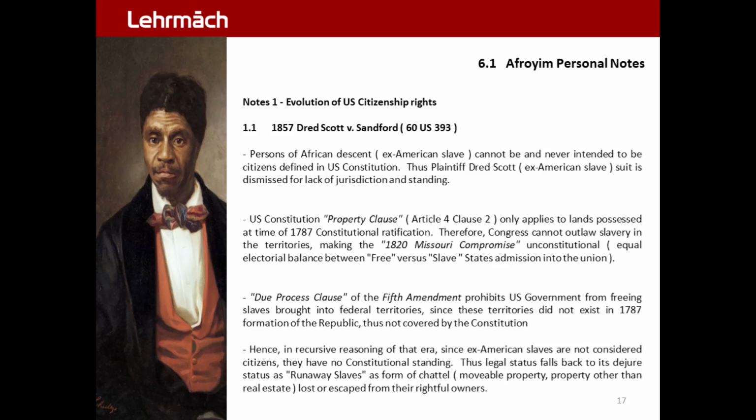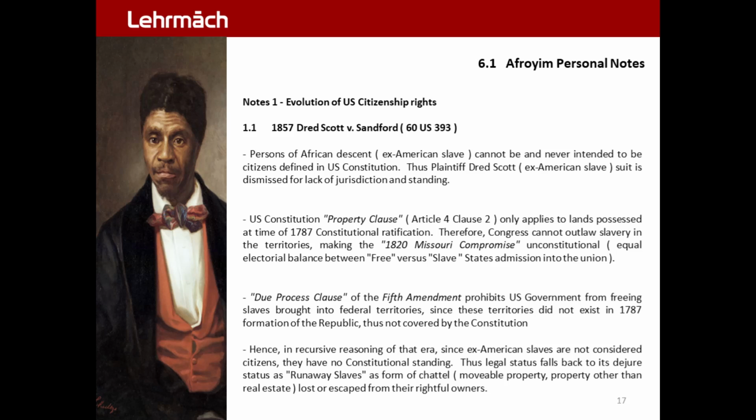U.S. Constitution Property Clause, Article 4, Clause 2, only applies to lands possessed at the time of the 1787 constitutional ratification. Therefore, Congress cannot outlaw slavery in the territories, making the 1820 Missouri Compromise unconstitutional, which equated to equal electoral balance between free versus slave states' admission into the Union.